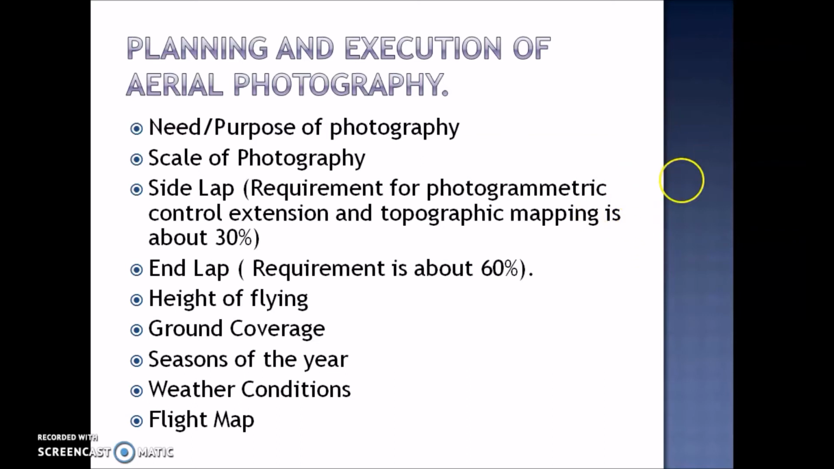The first one is the need and purpose of photography. The foremost consideration in planning and execution of aerial photography is that photos of super quality are required for topographical mapping. That is why we have to select a particular purpose. What is the purpose we are actually choosing? For topographical mapping, we use superior quality cameras. For any other needs, we just alter the needs of the camera.